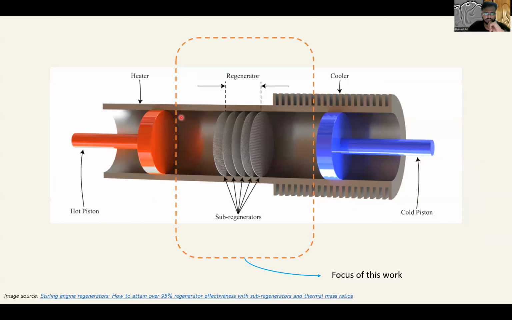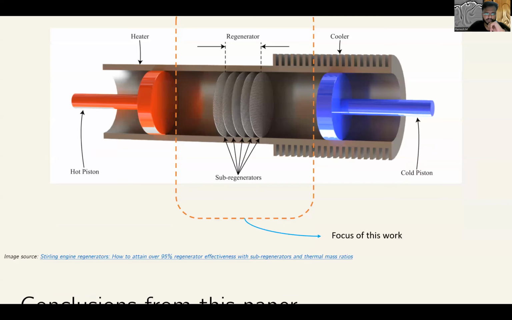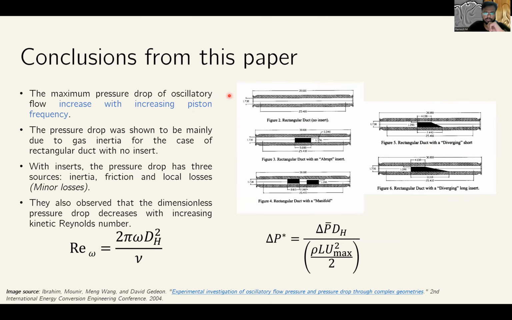So this is the enlarged view of the Stirling engine. As you can see, there are two pistons and a regenerator between them. This is the focus of this work, and what we concluded from that paper is that the maximum pressure drop of oscillatory flow increases with increasing piston frequency. When we increase the piston frequency from 5 Hz to say 60 Hz, the pressure drop increased between those complex geometries, and it also increased with the kinetic Reynolds number.